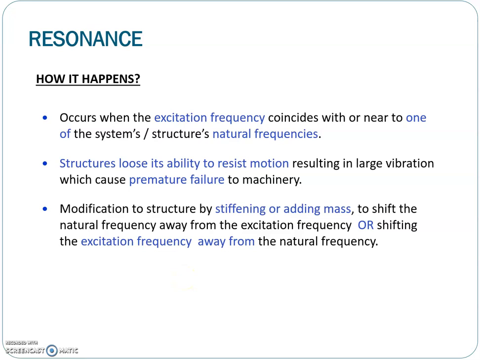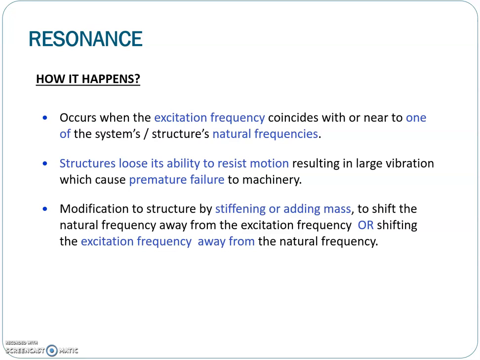Next, the non-synchronous vibration fault is resonance. It occurs when the excitation frequency coincides with or is near one of the system or structure's natural frequencies. Although the excitation frequency could be from the 1-times RPM, it could also be from any other excitation frequency which is not related to the synchronous vibrations. As we have discussed in previous topics, resonance happens because the system undergoes low or no resistance, meaning the system or structure loses its ability to resist motions, resulting in large vibration which would cause premature failure to machinery.